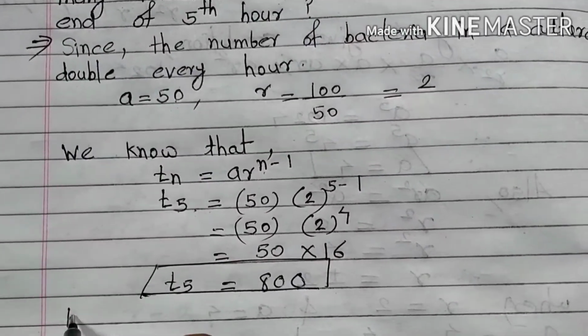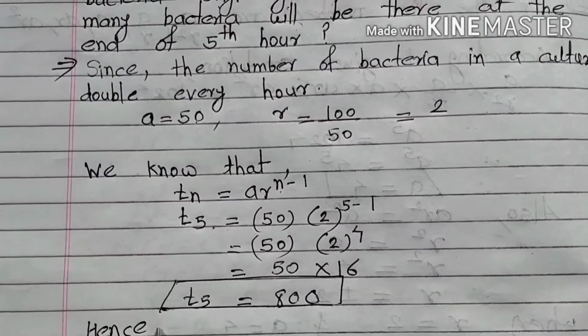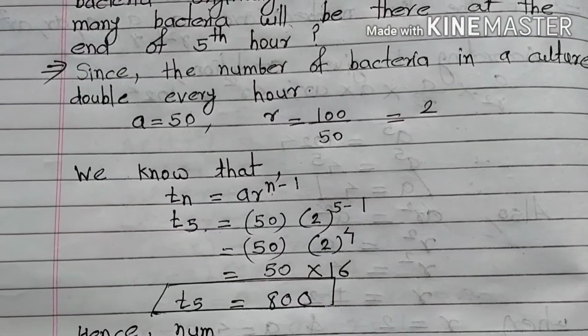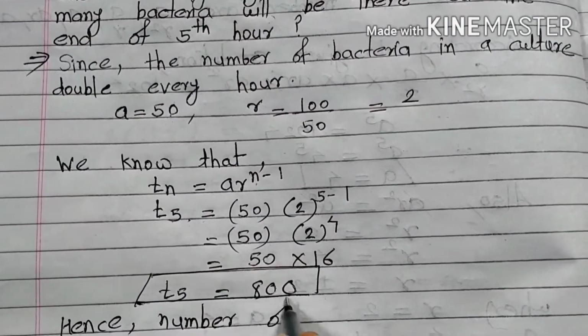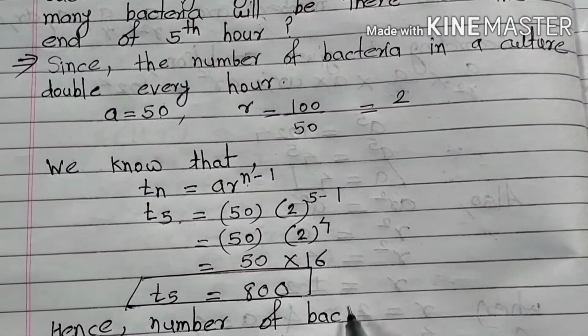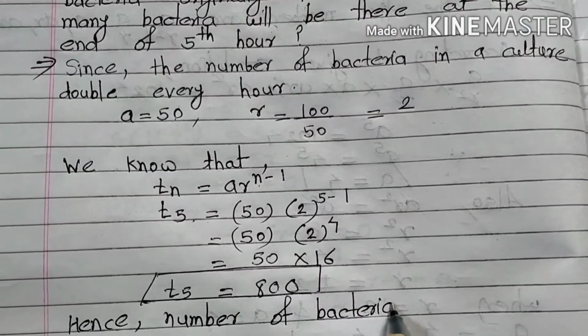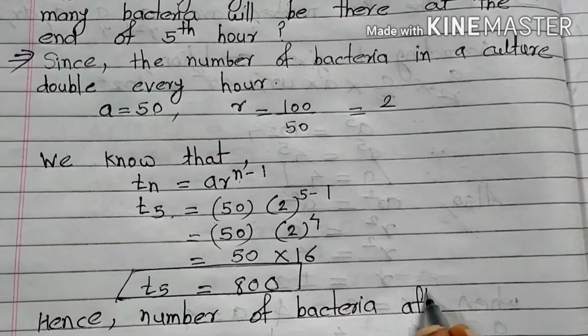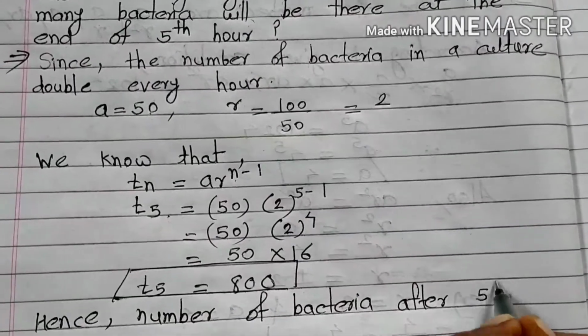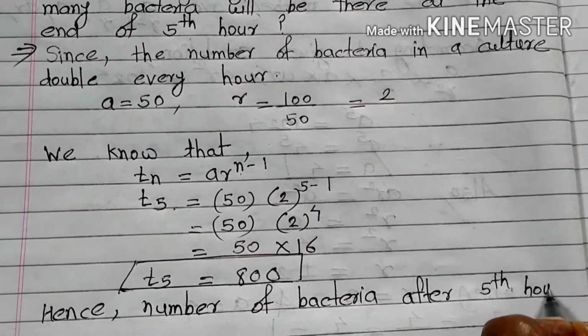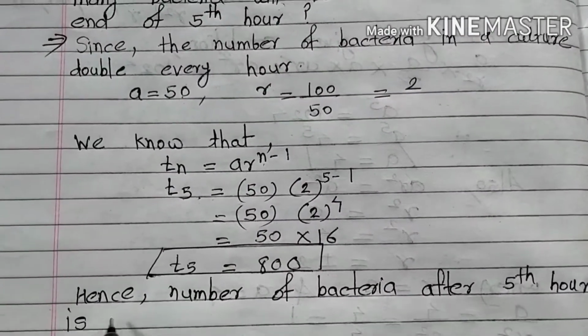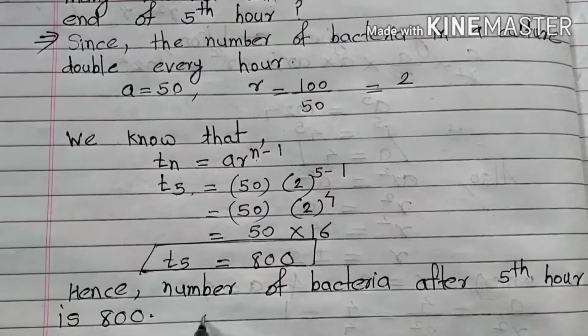Hence, the number of bacteria after the 5th hour is 800.